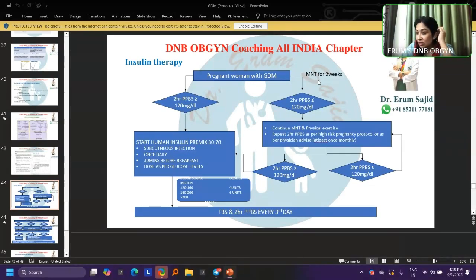Why did you give her that? What do you want to say? Suppose her OGTT came out to be 180. It is more than 140. So if it comes out to be 180, would you put her on medical nutrition therapy?